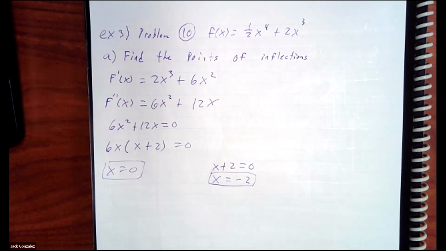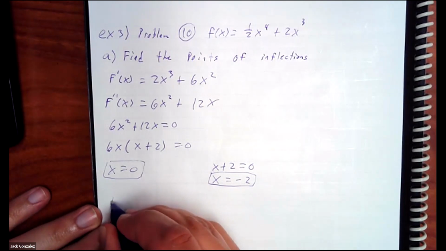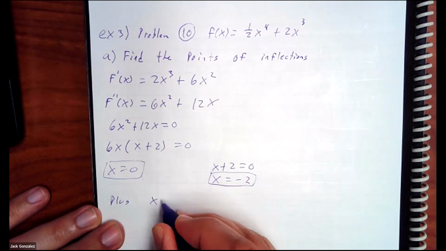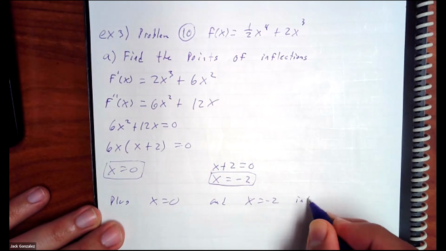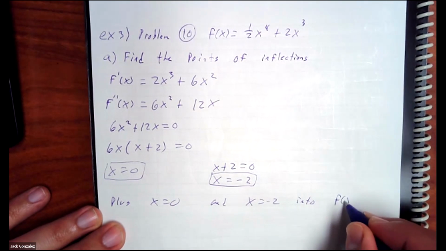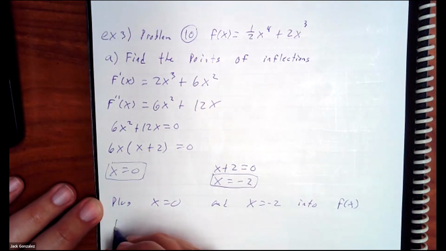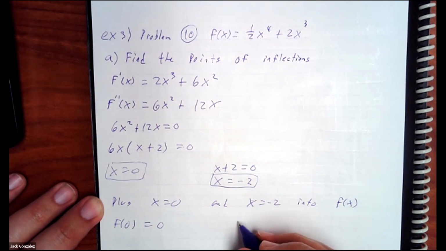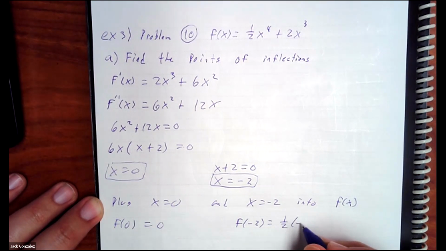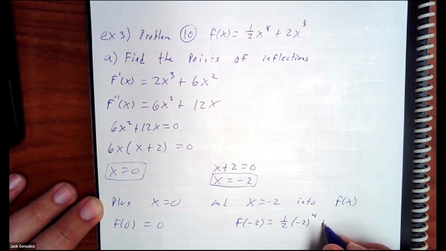So we found the x values. We're going to need the y values if we're going to write down the point. So plug x equals 0 and x equal to -2 into f of x. So f of 0 gives me 0. f of -2 is going to be something, I don't know.